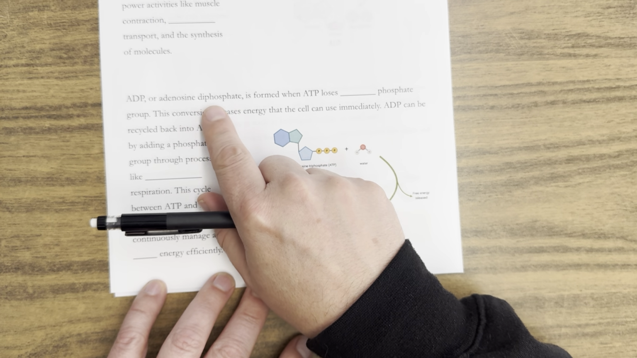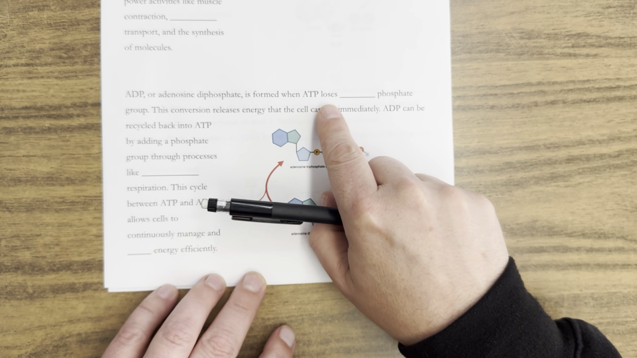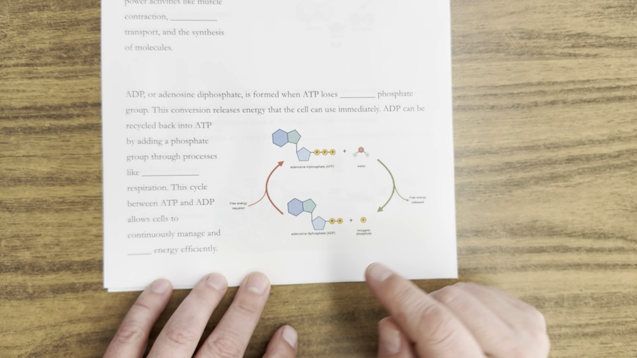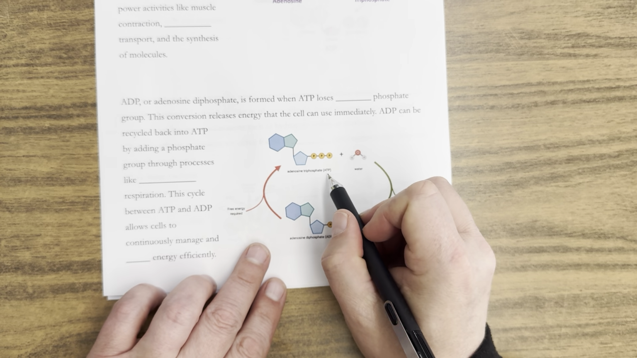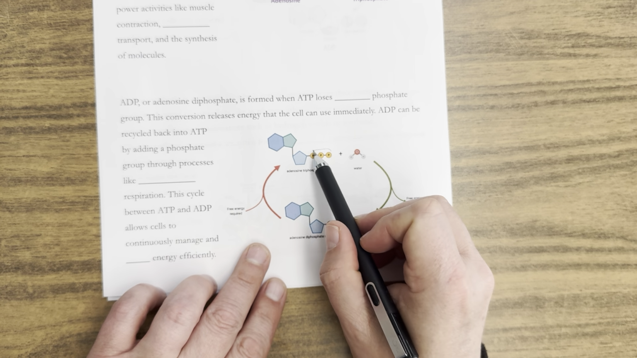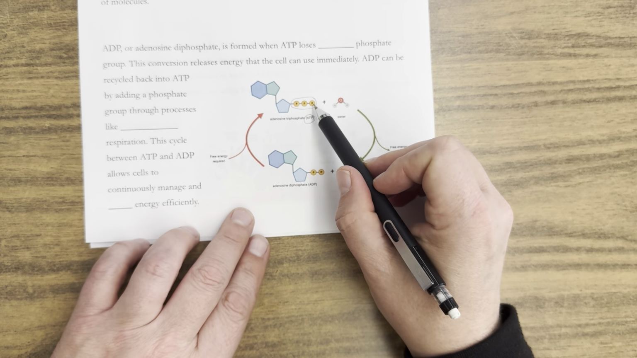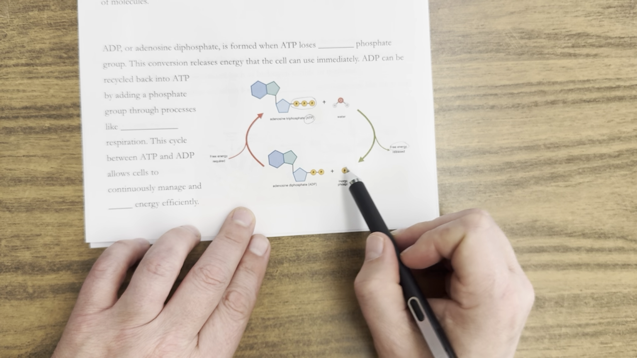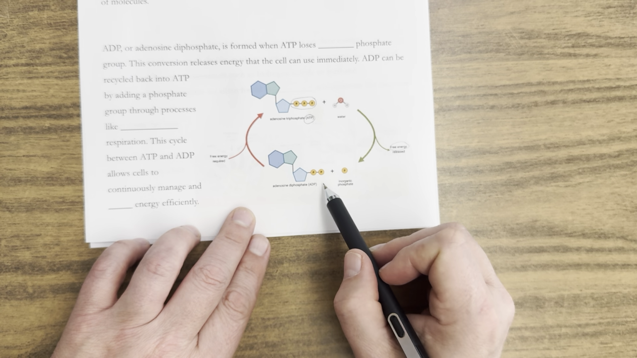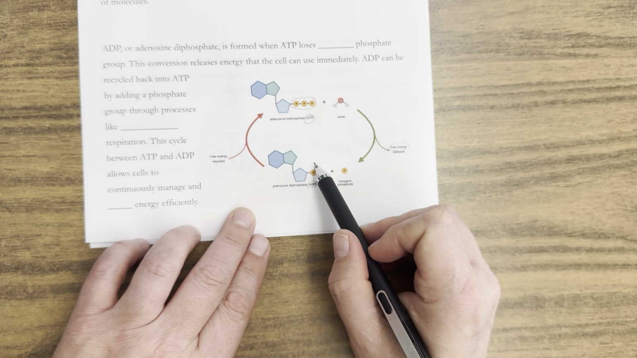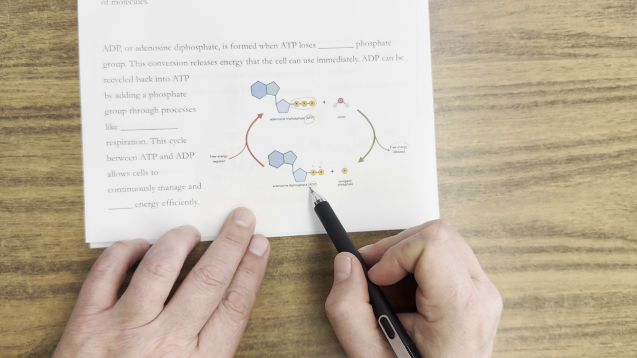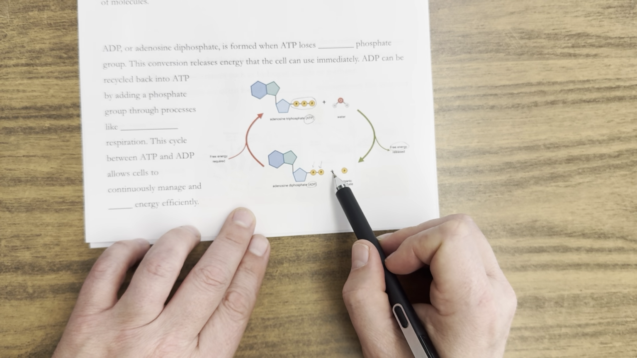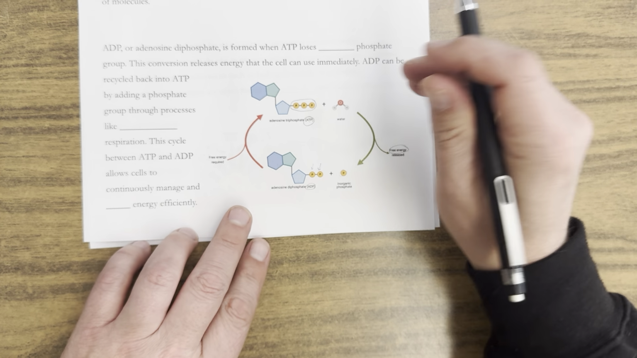ADP, or adenosine diphosphate, is formed when ATP loses one phosphate group. So we have ATP here, and it has the three phosphates. But when it loses that phosphate to release some energy, then it's down to ADP. It only has the two phosphates here. So adenosine diphosphate. It needs to pick up a third to go back to being ATP.